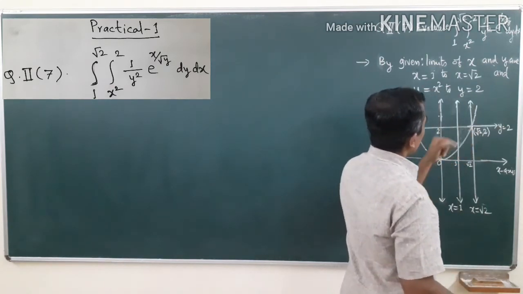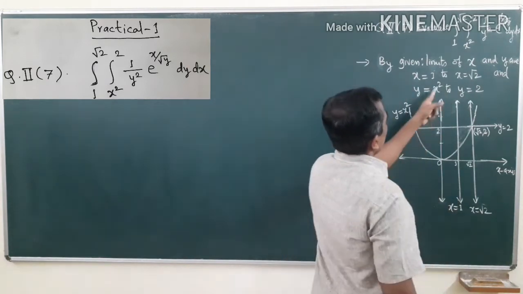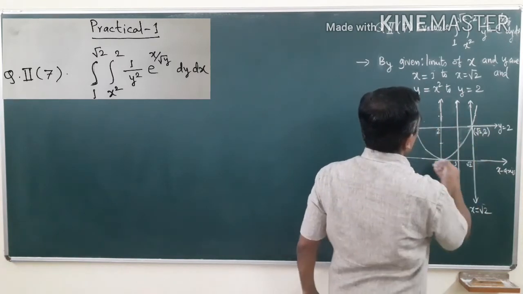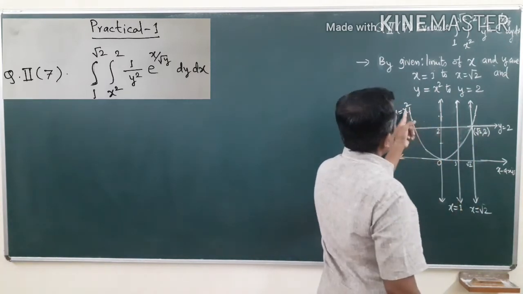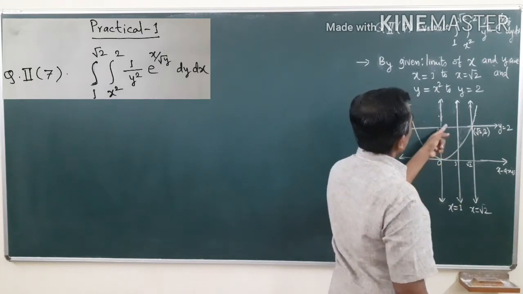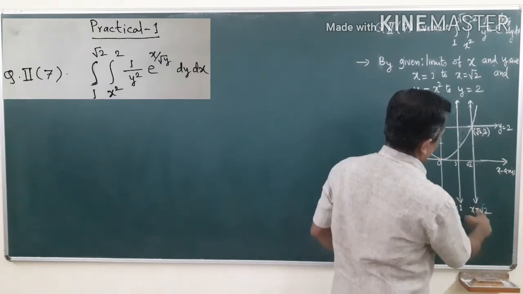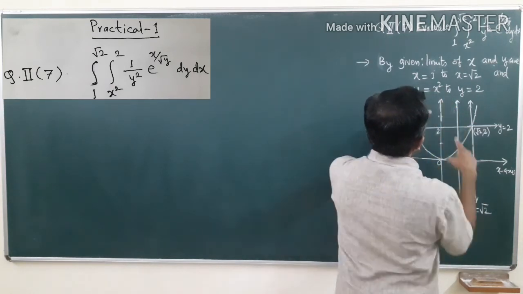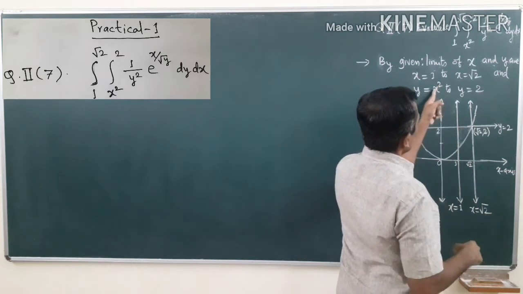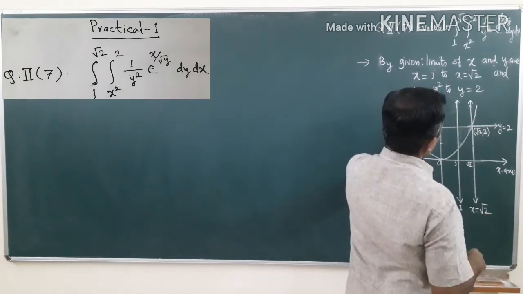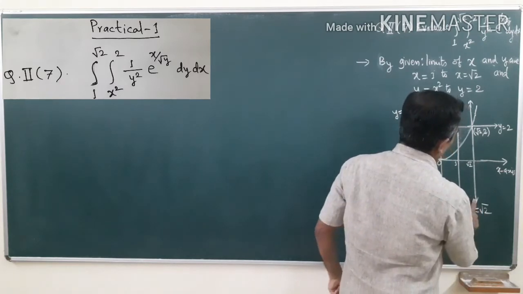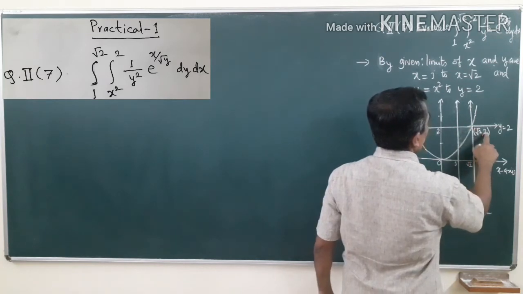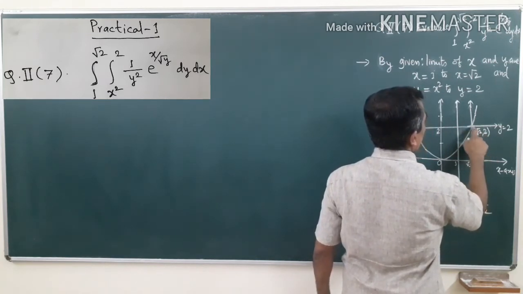Now you see the parabola y is equal to x square. See where this parabola cuts this line and that line. Put x is equal to root 2 here, since this is the line x is equal to root 2. So y is equal to root 2 square, that is 2. So y is equal to 2. So the line x is equal to root 2 will cut the parabola at the point root 2 comma 2, where y is 2.